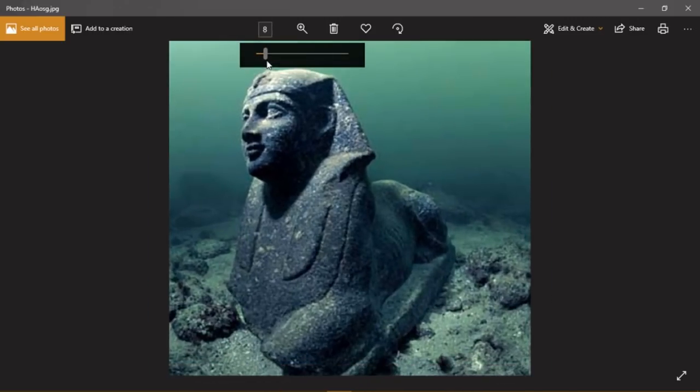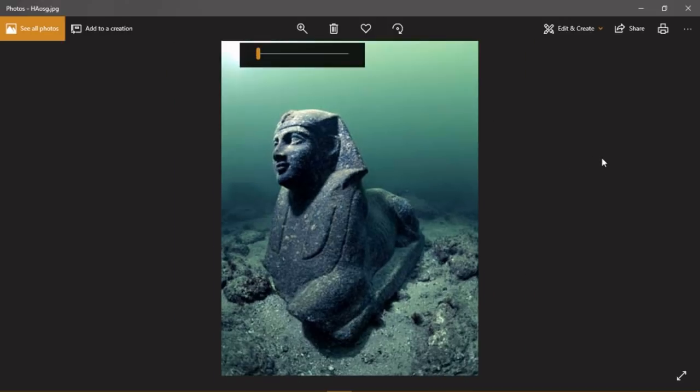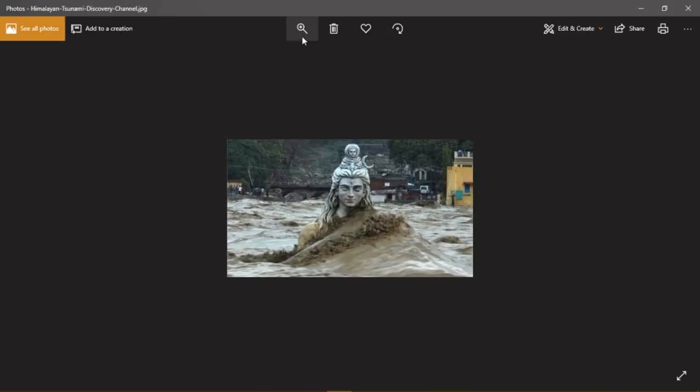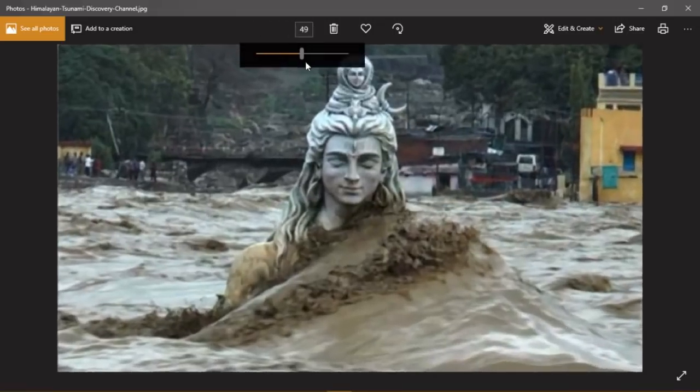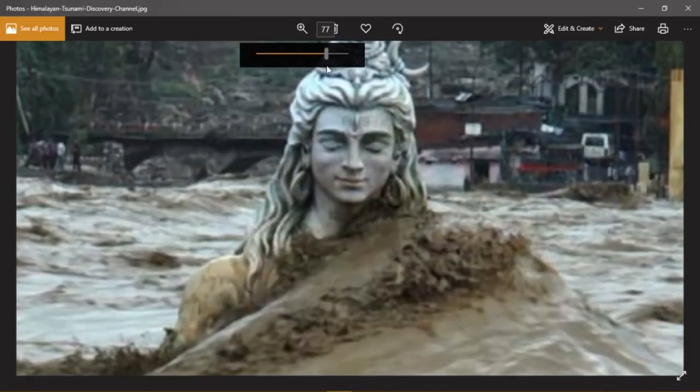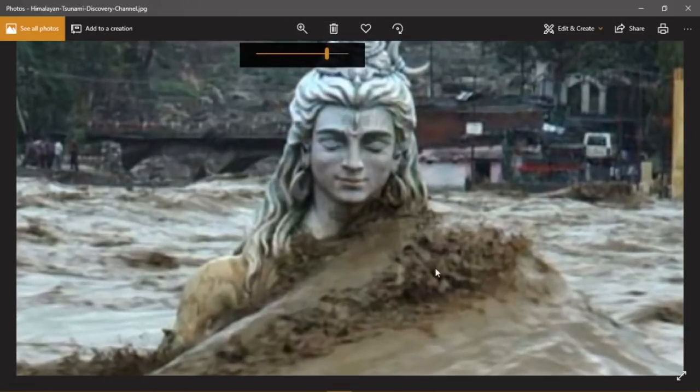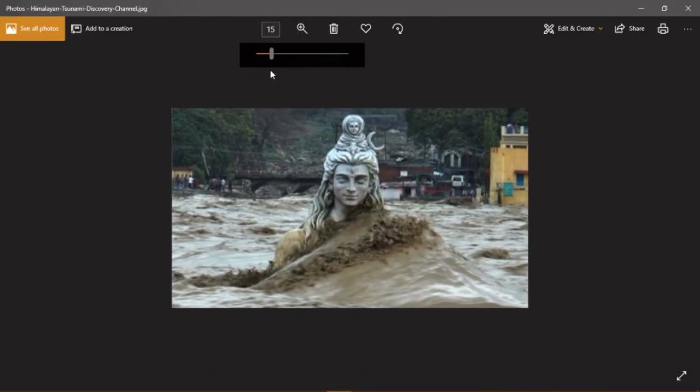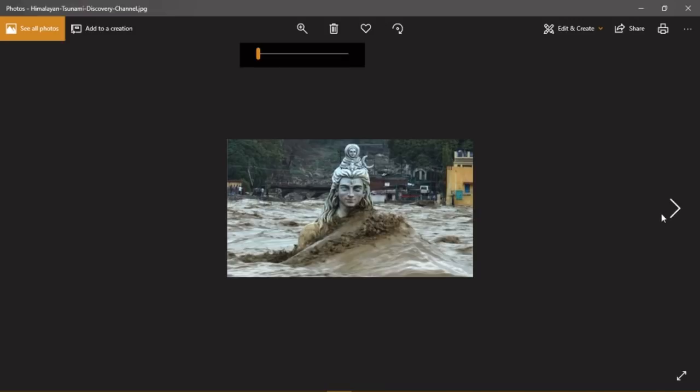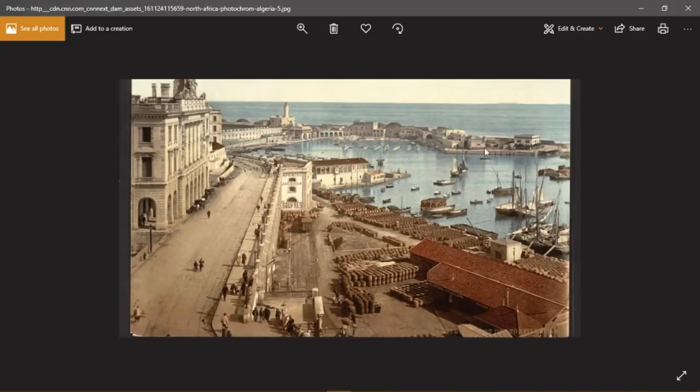This is a beautiful carving that eventually ended up underwater. This is on its way to being buried. This beautiful sculpture is buried by, as you can see, mud. This is water and dirt in a very thick fashion that is just burying a town.